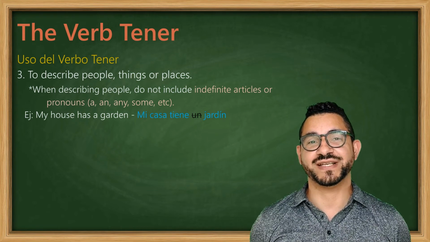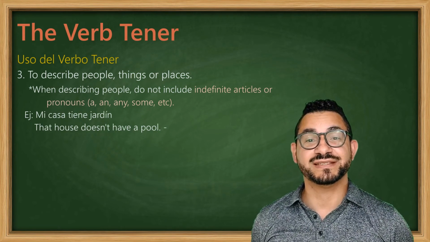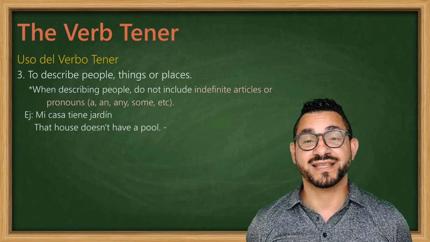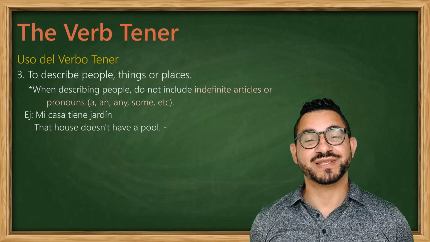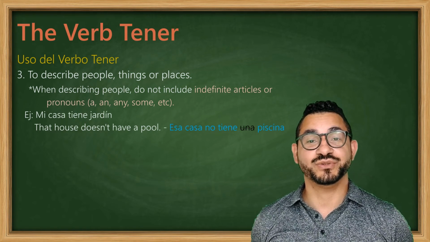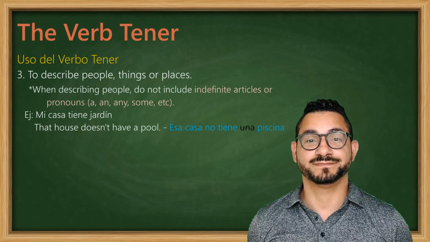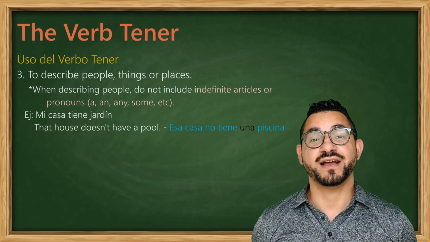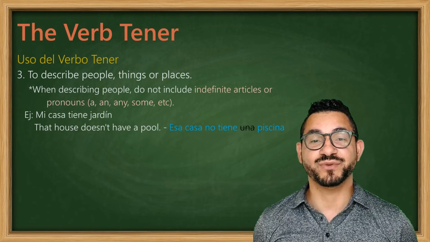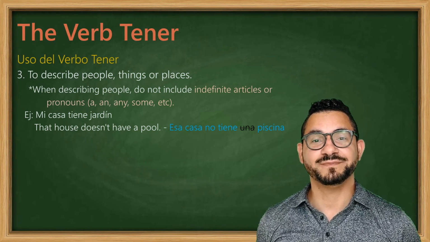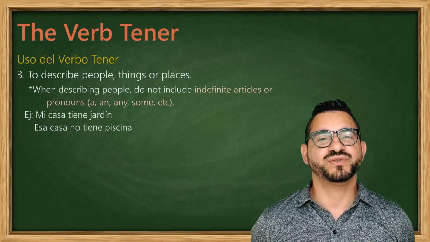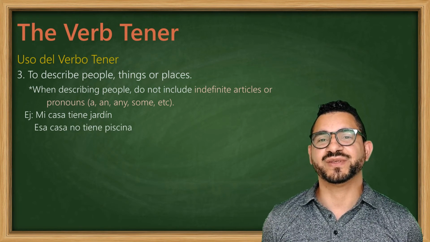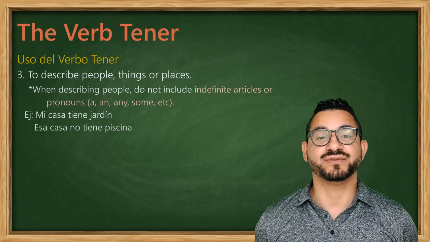Let me give you another example. That house doesn't have a pool. In Spanish, you would say, that house doesn't have pool. So that would be, esa casa no tiene piscina. Notice that we don't use the indefinite articles here, a, an, so in Spanish that would be un, una, okay? In the last two examples, we used the words jardín and piscina. They're both singular countable nouns, okay?